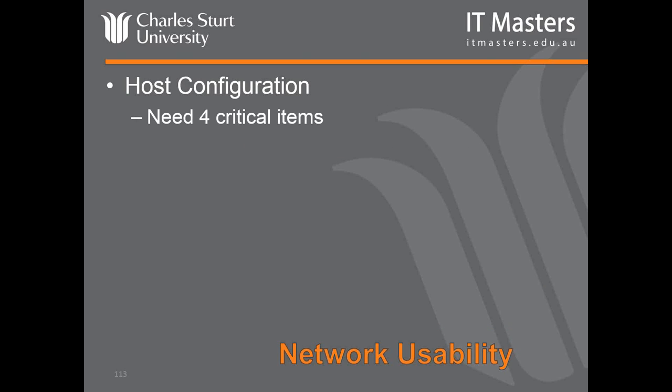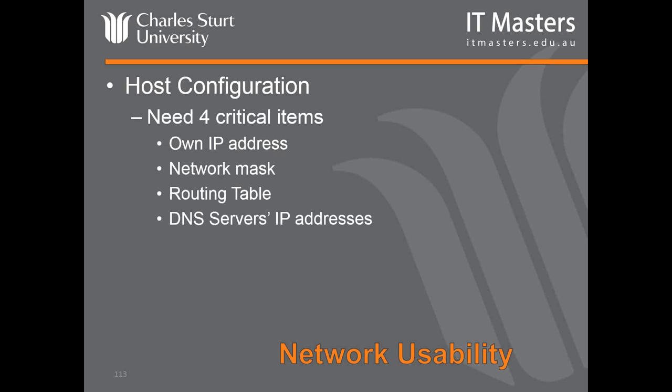So when we're talking about configuring hosts, we need four things. These are them. Our own IP address. We need to know what our IP address is. We need to have a network mask so that we can work out whether we're local or out there on the internet and how we're communicating. We need a routing table, so we need to know whether we route out to the internet or stay local. And we need to have a DNS server IP address, unless we're going to remember all of these IP addresses all the time.